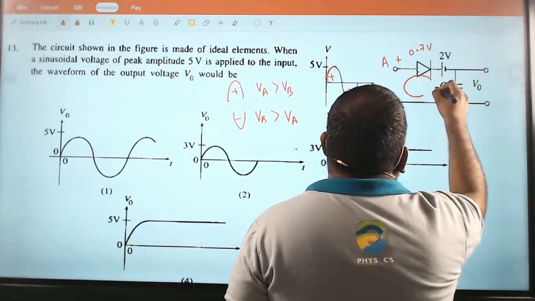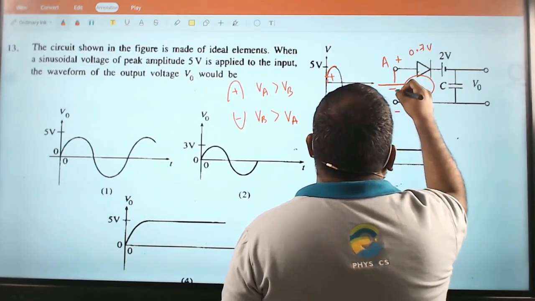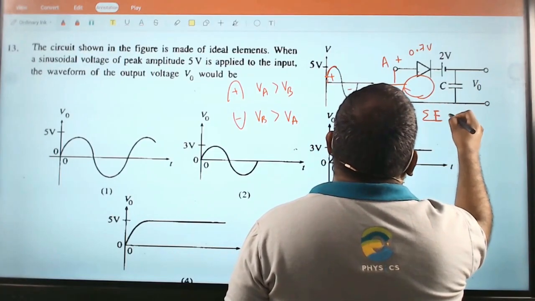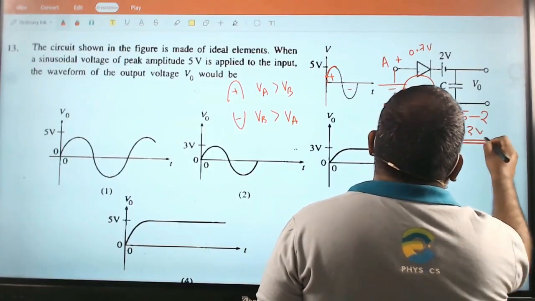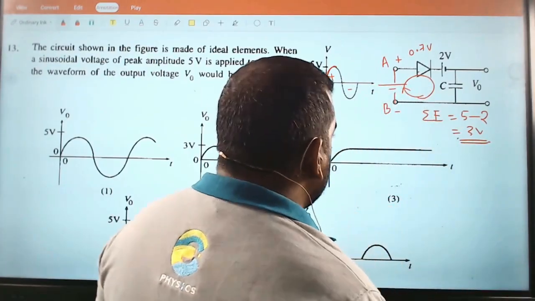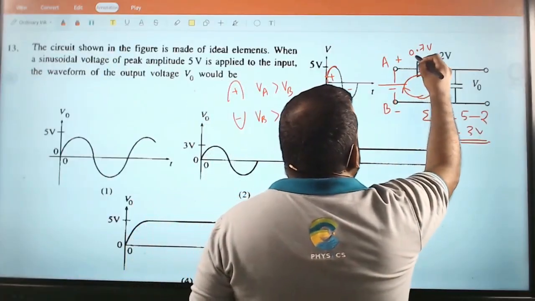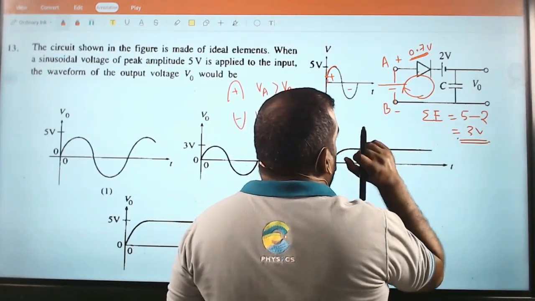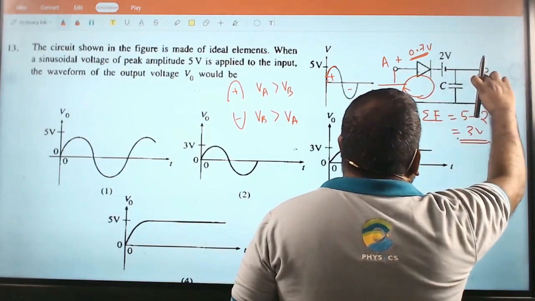If I apply Kirchhoff's law here, battery minus to plus, battery plus to minus, the effective EMF is going to be 5 minus 2, 3 volts. Until 0.7 volt is reached, no current is passing through. So until 0.7 there is no voltage represented. Effective voltage is represented here.